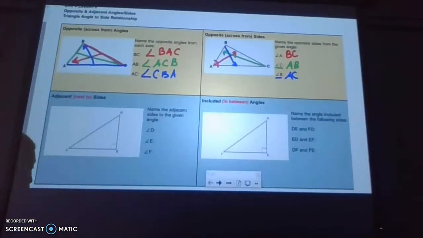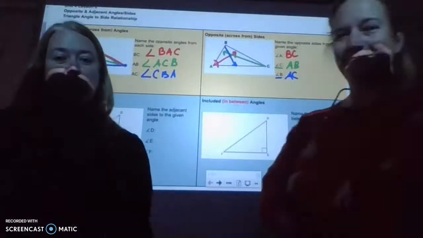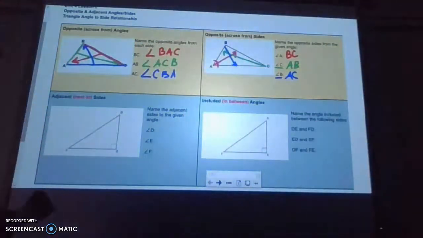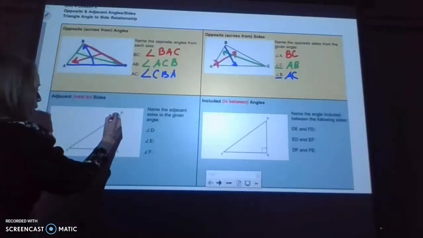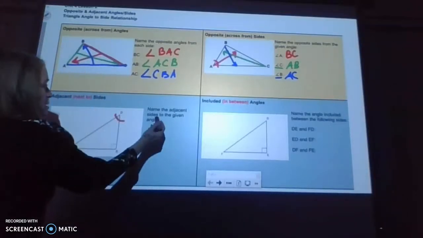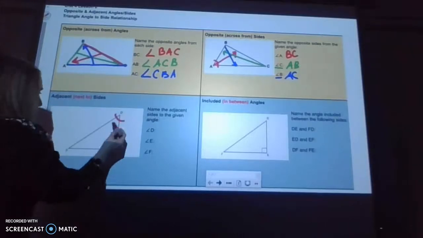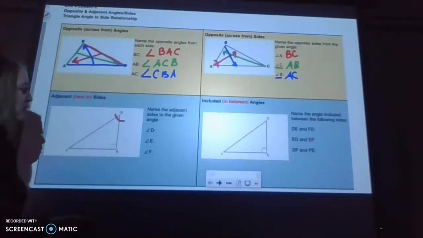Adjacent means next to. So Miss Barnett and I are next to each other. Those are adjacent. So adjacent, next to. Angle D is right here. Name the adjacent sides to the given angle. So next to, not across from. There's 2 sides that are next to that make up the angle. What are those 2 sides?